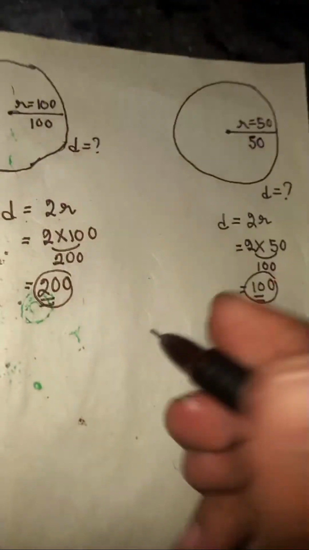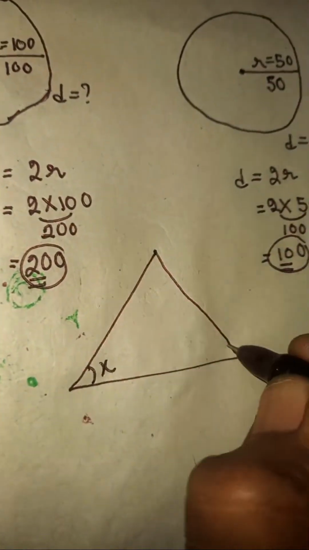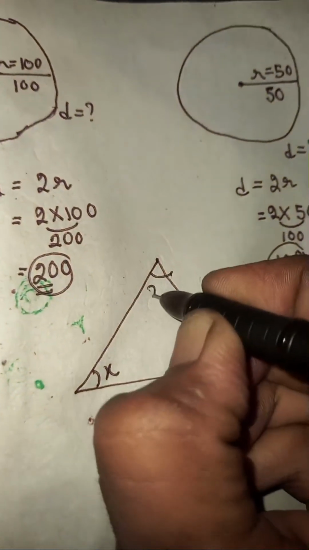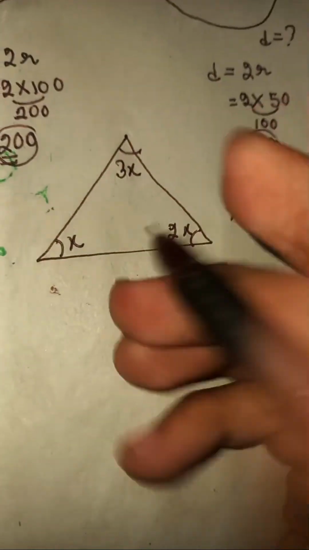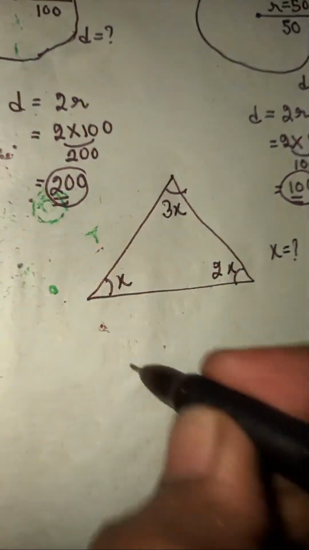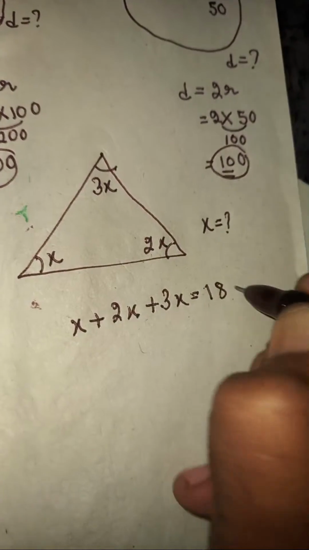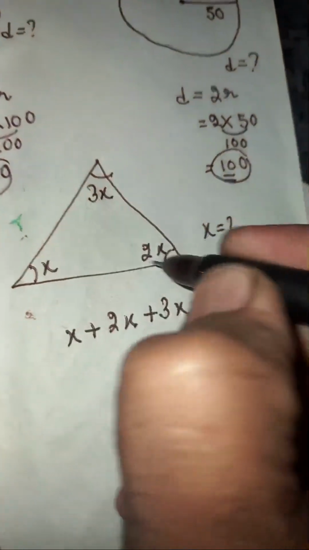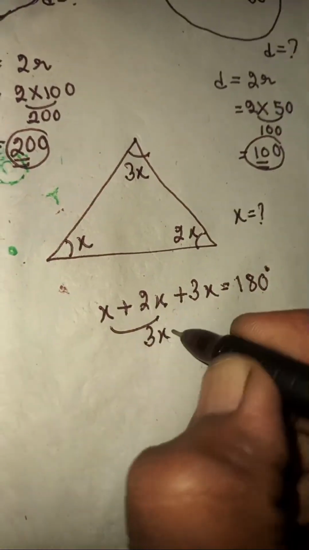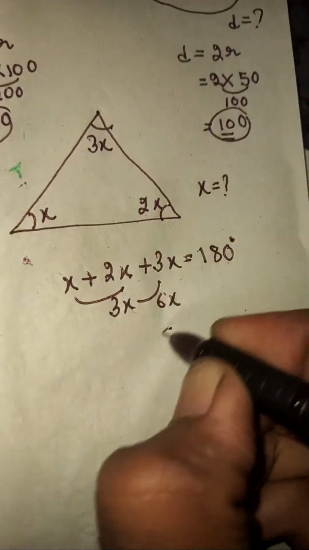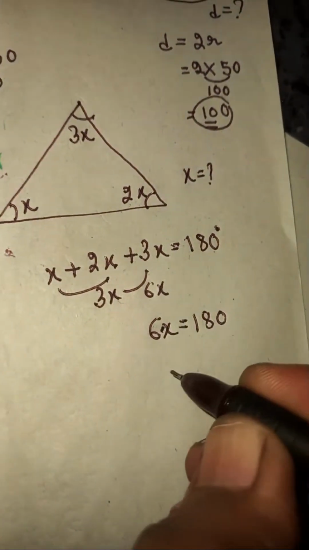You can take one more triangle. In this triangle, they have given that this angle is x, this angle is 2x, and this angle is 3x. Here also you need to find what's the value of x. Here also you need to add these three angles, that is x plus 2x plus 3x equal to 180 degrees, because any triangle, all angles if you add it going to become 180 degrees. Here x plus 2x is 3x, 3x plus 3x going to become 6x, 6x equal to 180 degrees, and 6x can be written as 6 times of x.